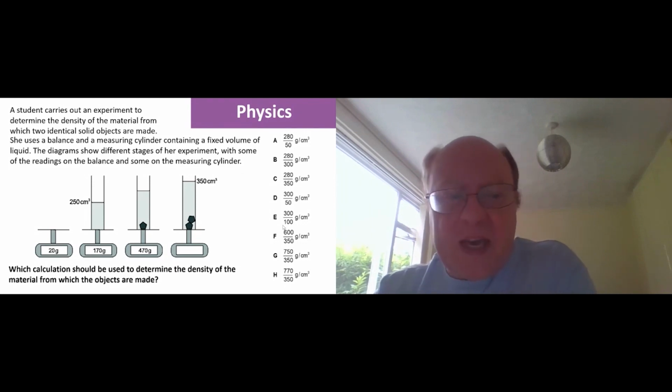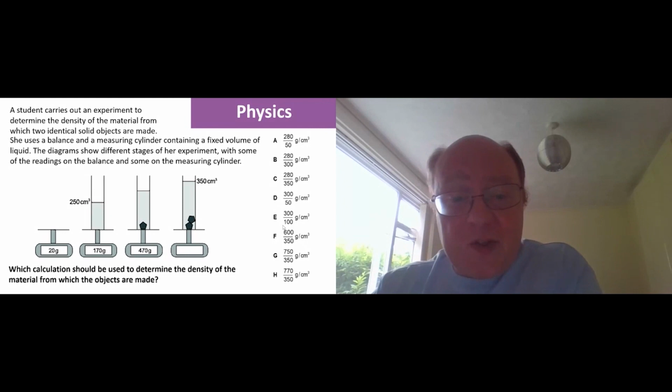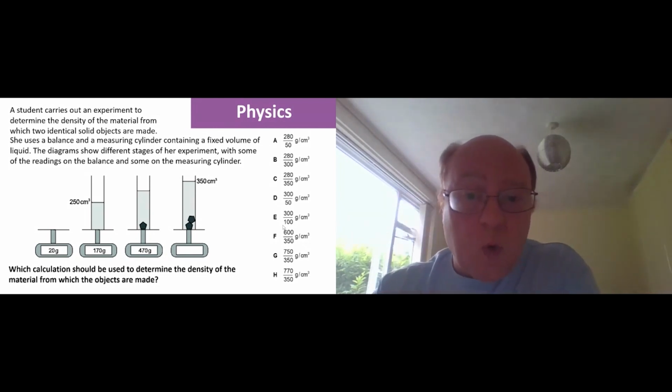So let's start with thinking about the mass of these objects. We've shown the scales in the diagram. When they're resting without anything on them, they show 20 grams. With the water, it shows 170 grams. And with one of the objects, it shows 470. So we can quickly work out that 470 minus the 170 grams of water gives us 300 grams. So we know that the mass of one of these objects is going to be 300 grams.